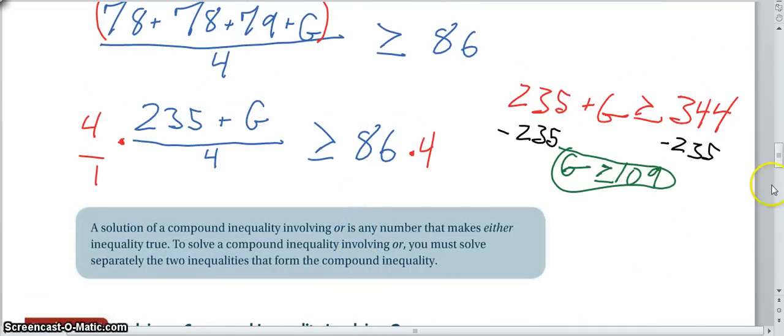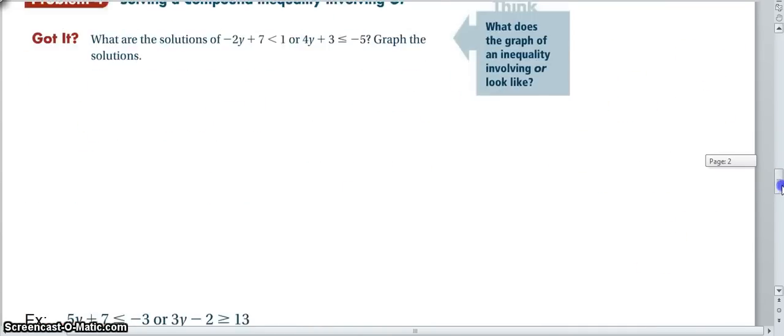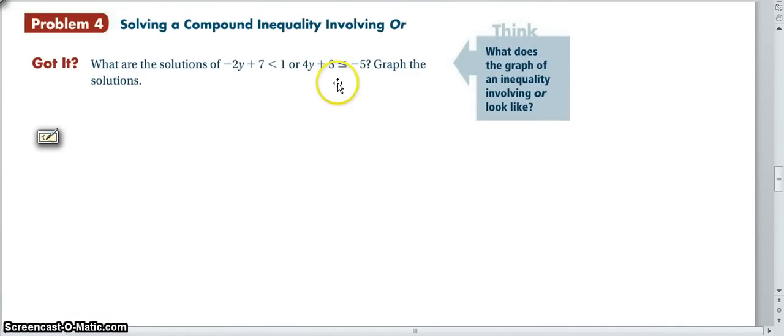So for inequalities that involve the word or, we have to keep them as 2 separate inequalities, solve them independently, and then graph both solutions. So I want you to take each of these inequalities separately, solve for the value of y, and then try to graph them. So pause the video now and try that.